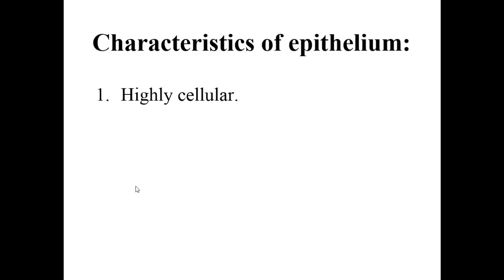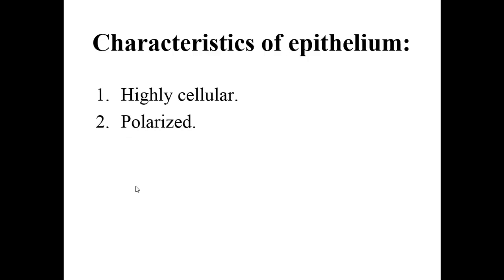Number one, and this was part of the definition, epithelium is highly cellular. Epithelium is made mainly of cells, and this will be in contrast with other tissues. For example, in connective tissue, we will see that it is formed of cells, but they are not the main component, because we have other main components.